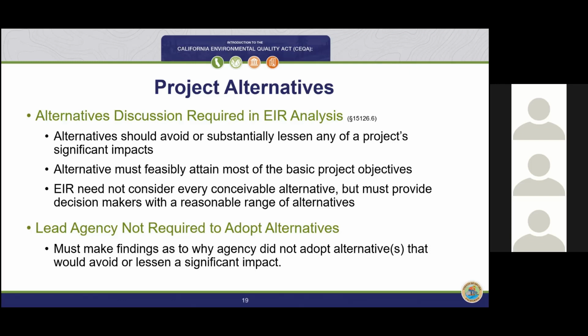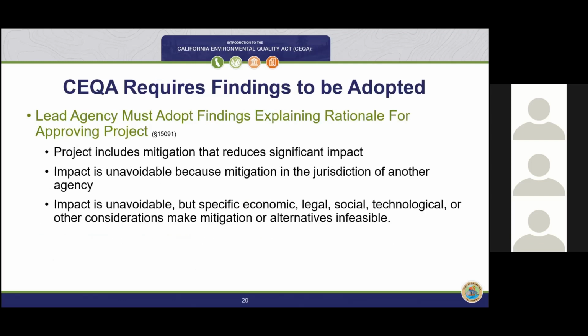And then lastly, I wanted to note that an agency is not required to adopt alternatives, even if it does reduce a significant impact. But if they do that, they have to make specific findings as to why they've chosen to approve a project, in which case there may be significant impacts.